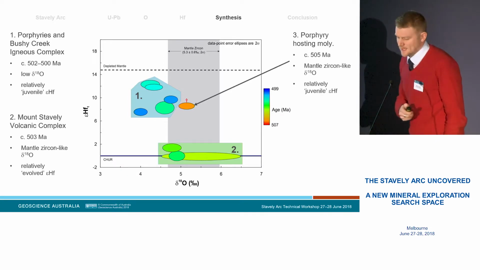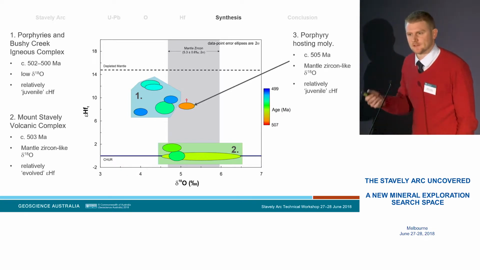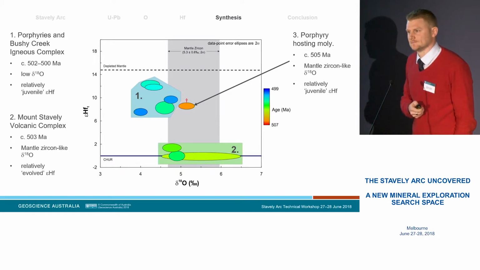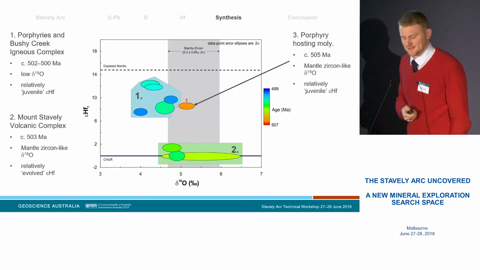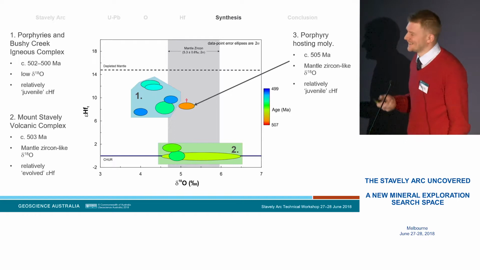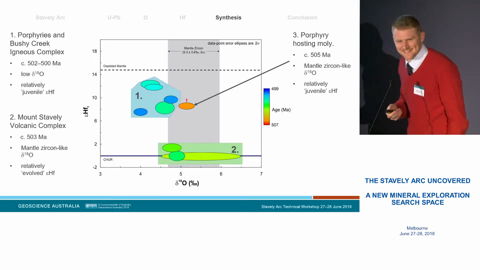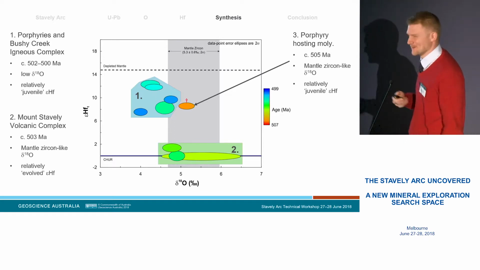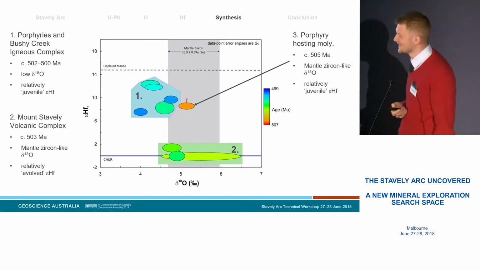We have an interesting porphyry sample. This is the one that Dave alluded to, which may be reinterpreted as Mount Stavely Volcanic Complex. It's always good to have robust discussion amongst your colleagues. I'm not sure. I think it might still be a porphyry. It's a porphyritic rock. We can agree on that.